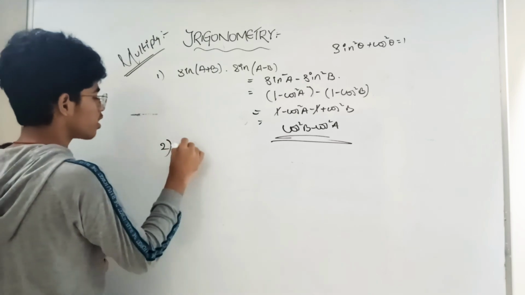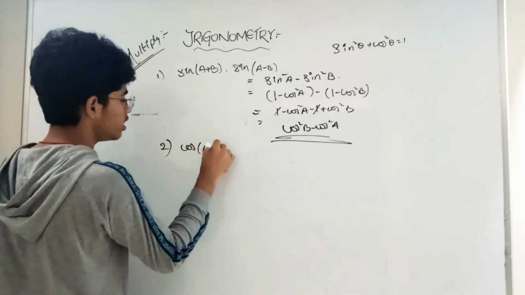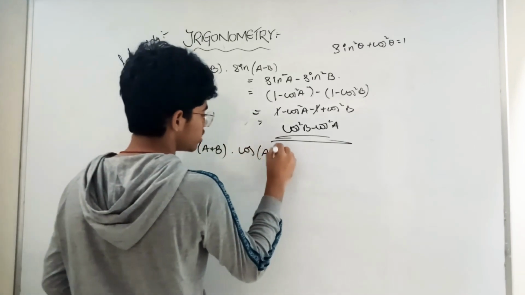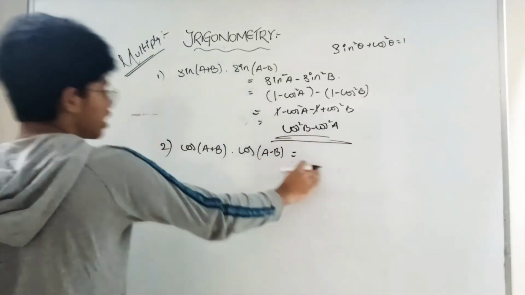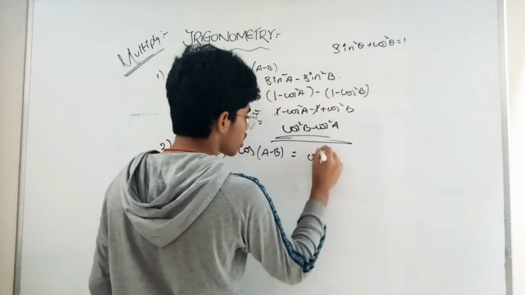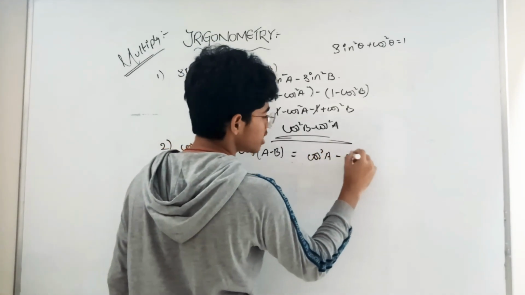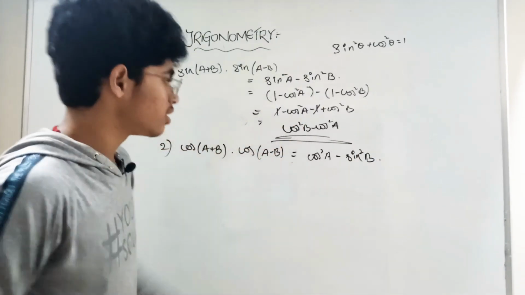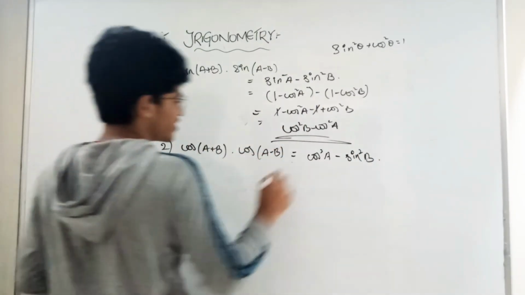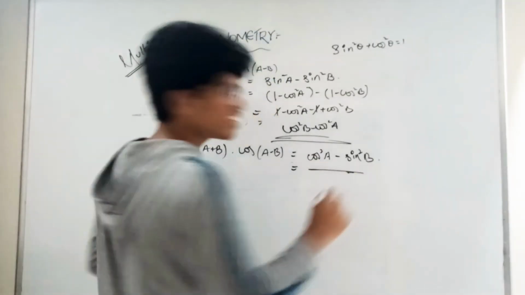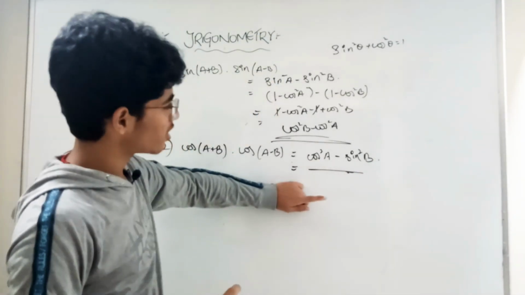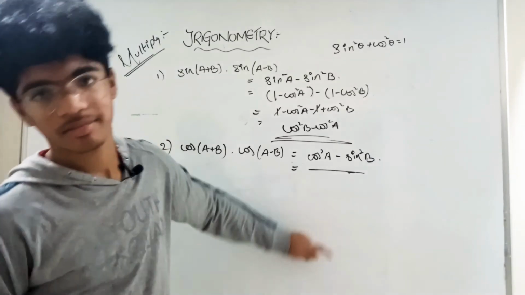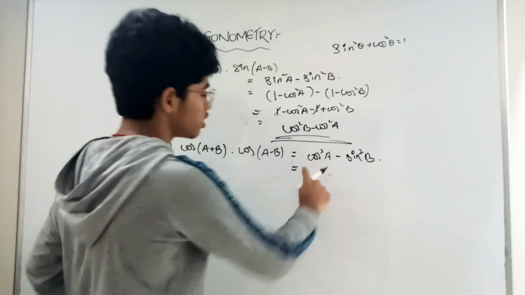Next we have cos of a plus b times cos of a minus b. Okay, what is going to be the answer for this? This answer is cos square a minus sine square b. Actually, this is the only form. I can't do much with this. But can you simplify this? Maybe not. Or maybe we can do this, but it's going to come in cos and sine.